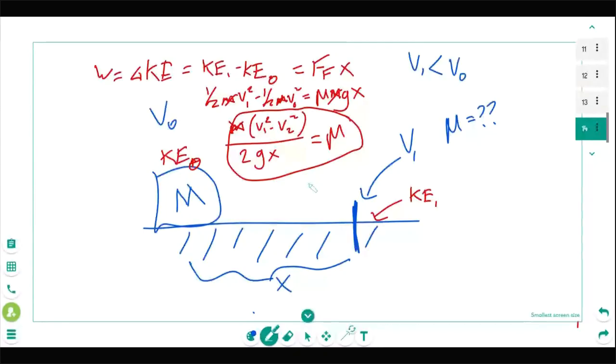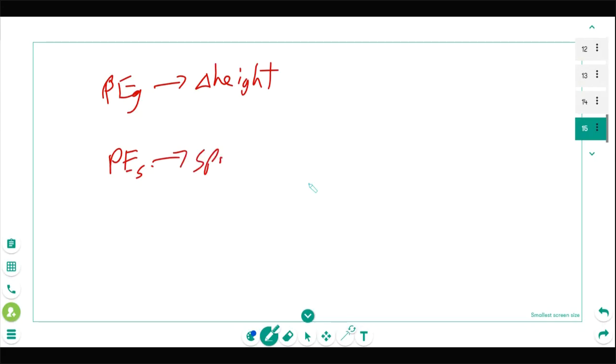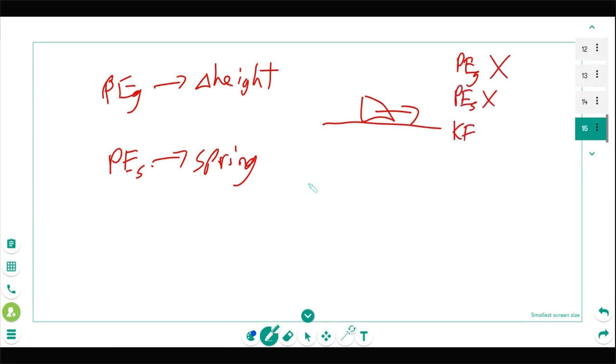So when an object is not moving vertically, there won't be any change in potential energy. We're really looking at two possibilities here: PEG or PES. Because we can define our zero point anywhere we want, I am not going to use potential energy unless there's a change in height, or they specifically mention a spring. So if I am just moving horizontally, PEG, nope. PES, nope. Kinetic energy, yes.